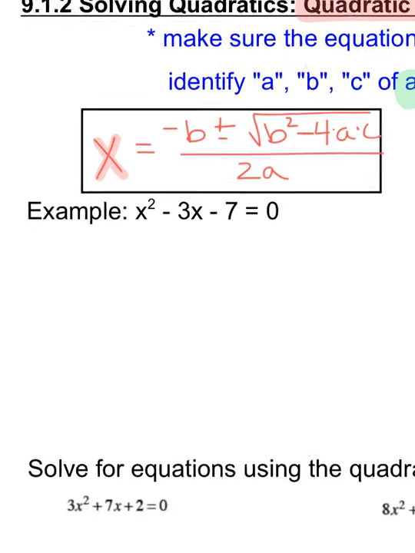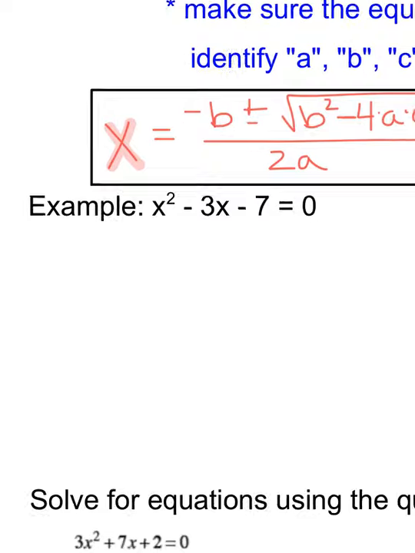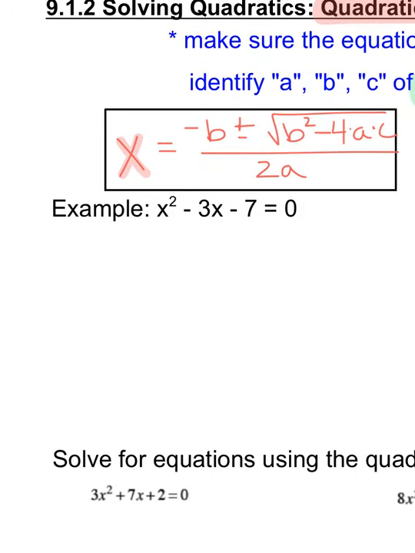So let's look at how we use this. Here's our example. X squared minus 3x minus 7. So the a is the number that's in front of the x squared. This does not have a number in front of x squared, so that's implied that it's a 1. So we'll say, oh, the a is 1. And we can even write a 1 in there. The b is the number in front of the x, so in this case the b is negative 3. And the c is the number that's all by itself, and in this case the c is negative 7.